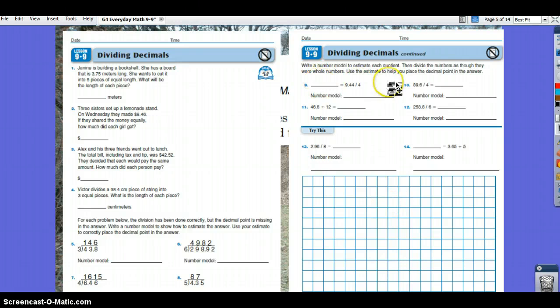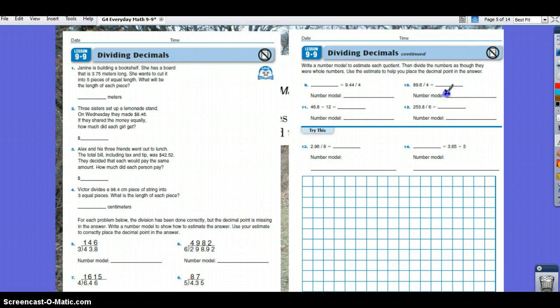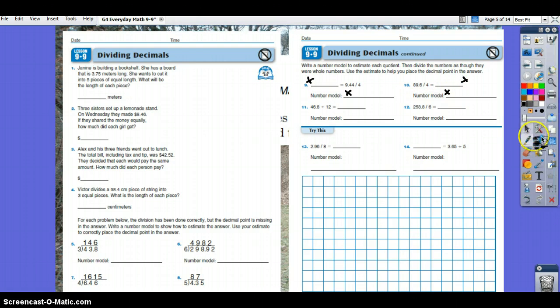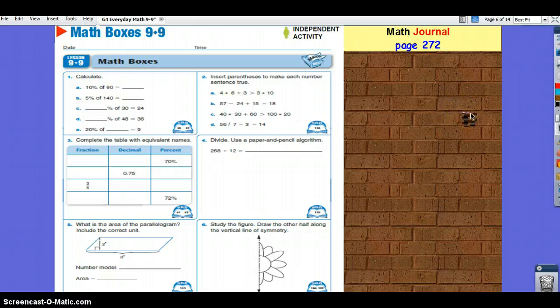Make sure on 9, 10, 11, and 12, what you're doing there is you're first coming up with a number model to estimate it, and then you're going to actually, in the other spots, come up with the real answer to the problem. Remember, double check so it makes sense before you correct it. Then you go into your student journal to page 272. Go ahead and work on those problems.